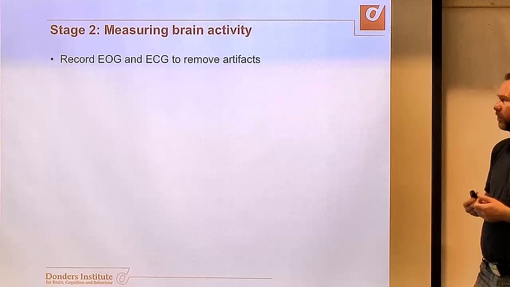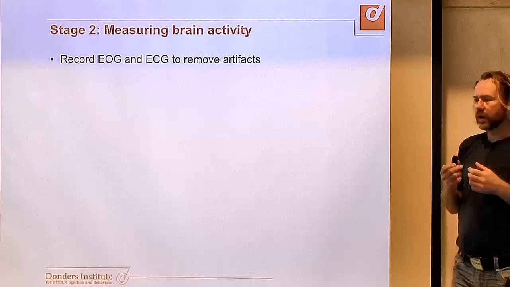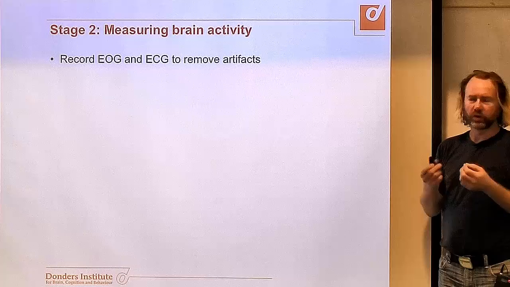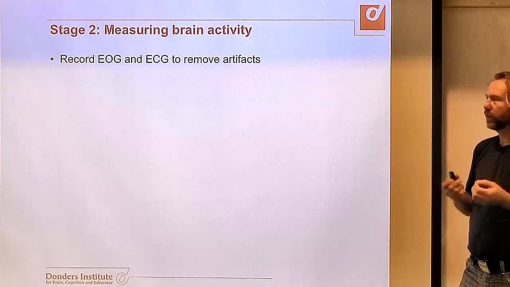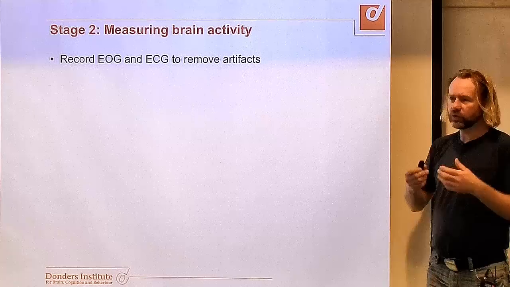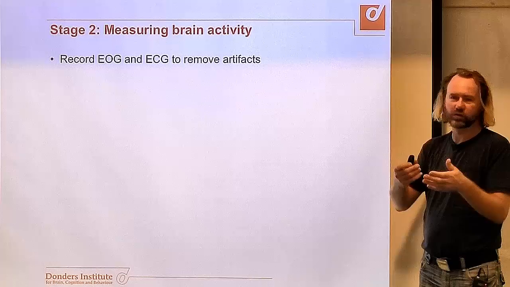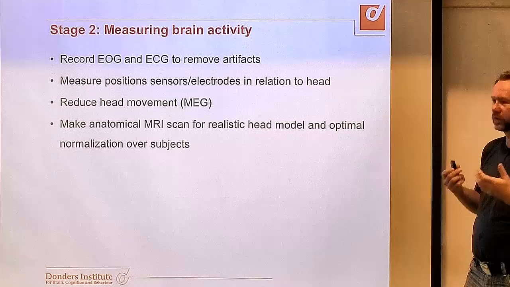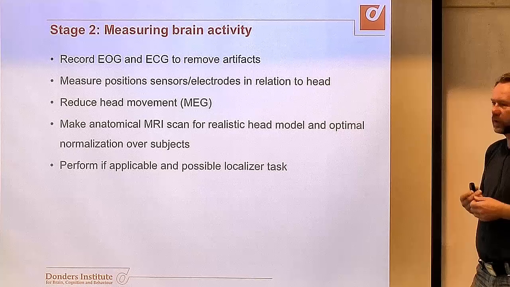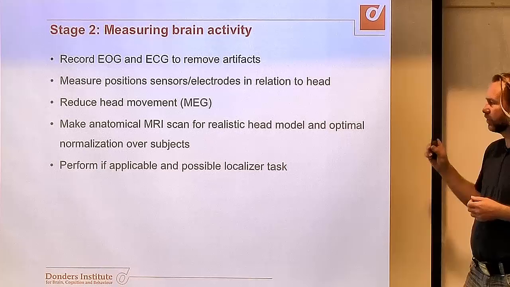So then we measure the brain activity. And in order to do a proper statistical contrast between the experimental conditions, it's important that it's not something trivial that explains the difference between the conditions. That is why we always record EOG and ECG. We use it to remove the artifacts, but you can also use it to see whether there's a trivial difference, for example, in eye blinks in your experimental condition versus the baseline. We measure the sensors and the position of the sensors relative to the head. We try to reduce head movement in the MEG, and then we make the anatomical scan for the head modeling. And this is, again, an important part. If possible, in a lot of our experiments, we try to include a localizer task.